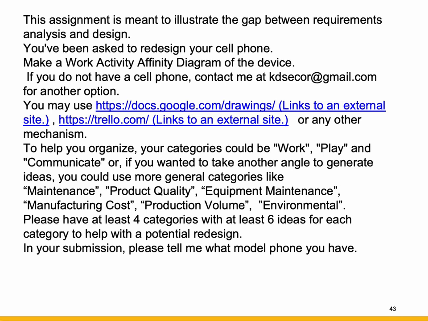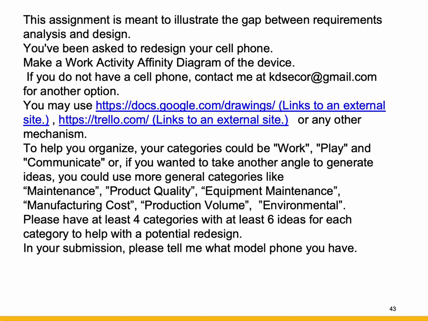To help you organize, here are some options for your categories. It could be work, play, maybe communicate. Remember, miscellaneous is open. If you want to take another angle to generate ideas, you could use even more general categories than work, play, communicate. You could do maintenance, product quality, equipment maintenance, manufacturing cost, production volume. It could be on the business side. It could be environmental ramifications. We go through so many phones, and they're definitely a sad waste product. What about recycling? I'm fine with those categories as well.